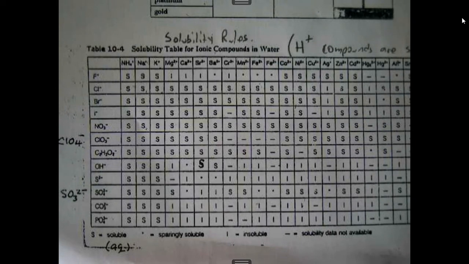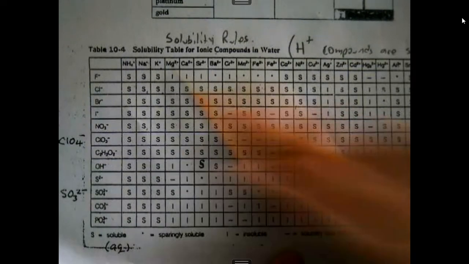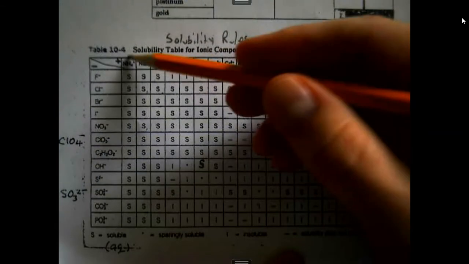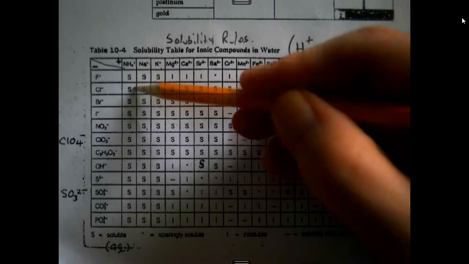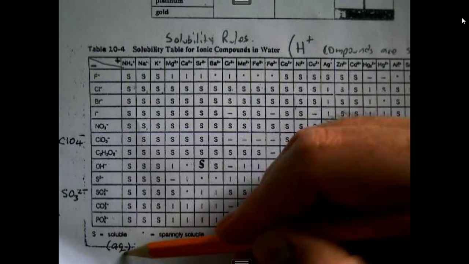Now, the way this rule works is you go down, the positive ions are at the top, and all the negative ions are down the side. So you look at which positive ion you have and which negative ion you have, and you go just down and across and see what the symbol is. Okay? S's mean soluble, so they remain aqueous.